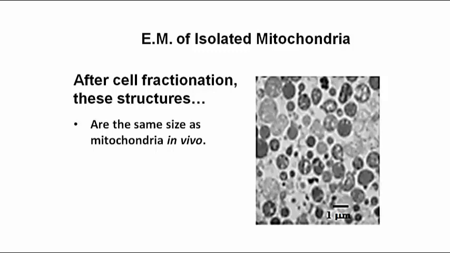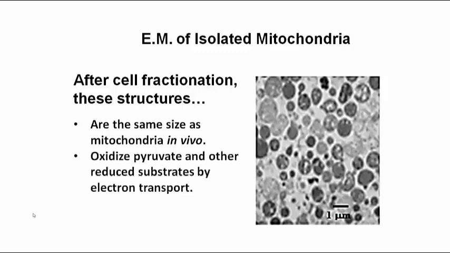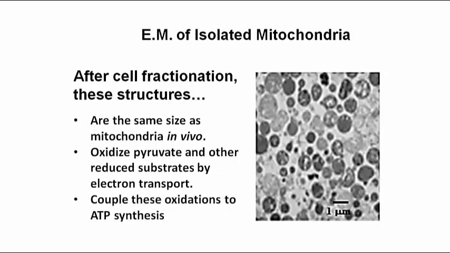Here are some experimental tests. You could check to see if the isolated structures would oxidize pyruvate or other substrates. What other substrates might you test to see if they're oxidized by this cell fraction? You could check to see if the isolate would convert ADP and inorganic phosphate into ATP, another function of mitochondria. What are some other experimental tests that you could do to prove that your isolated cell fraction are indeed mitochondria?